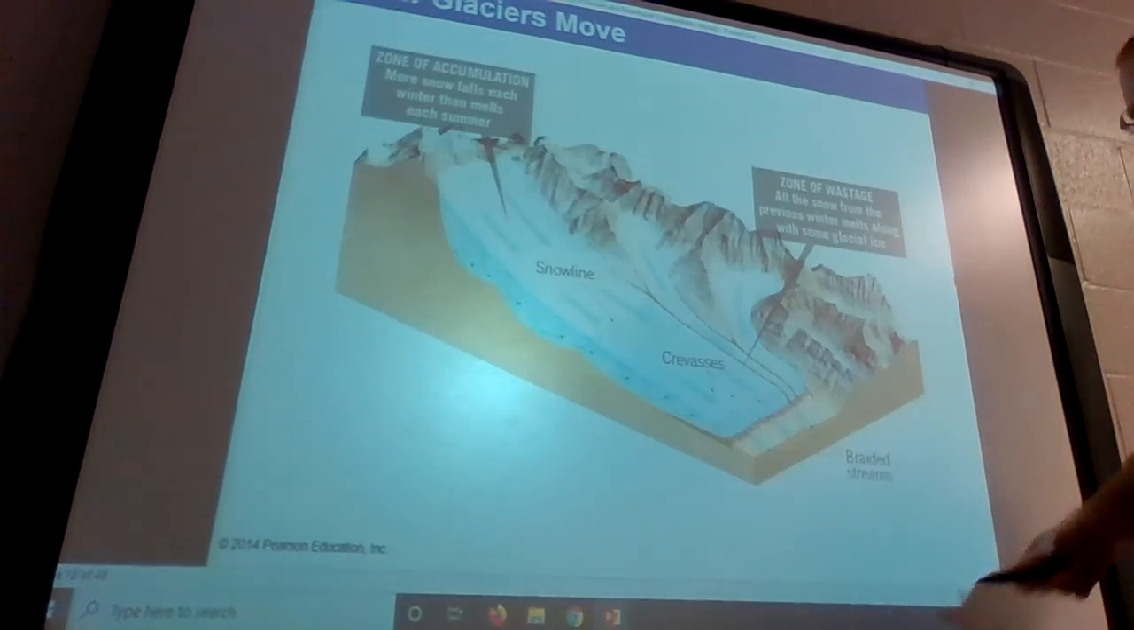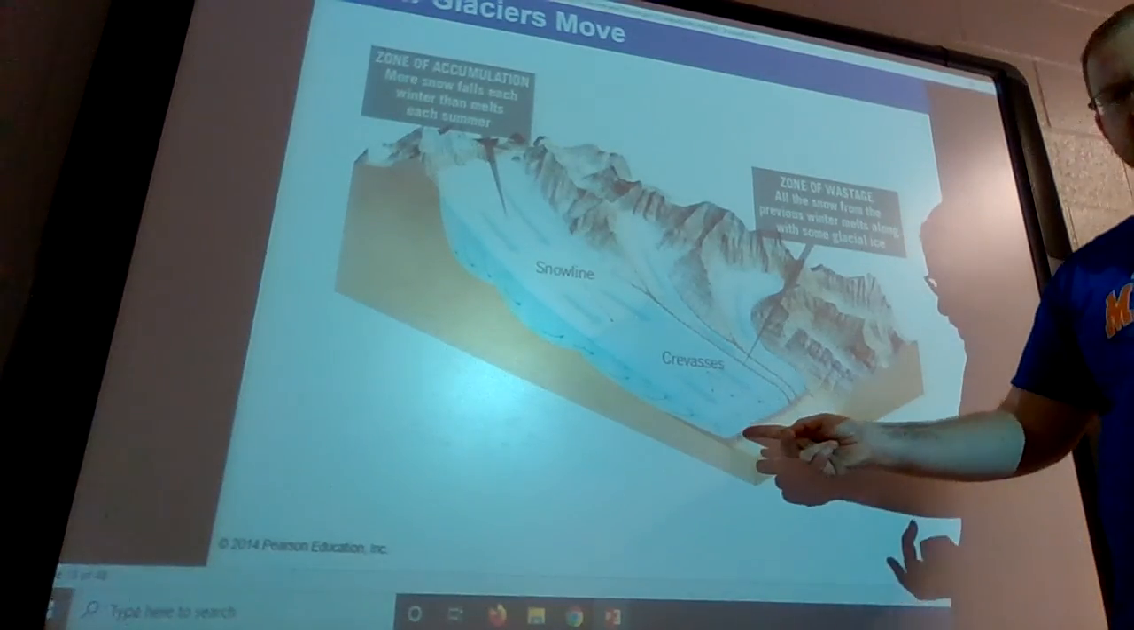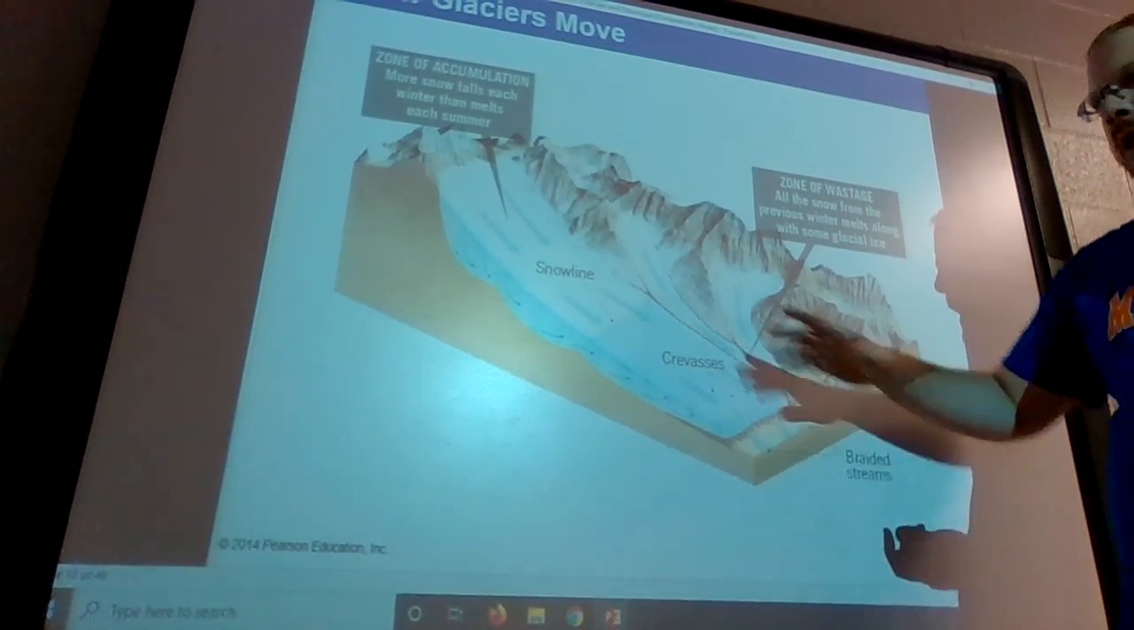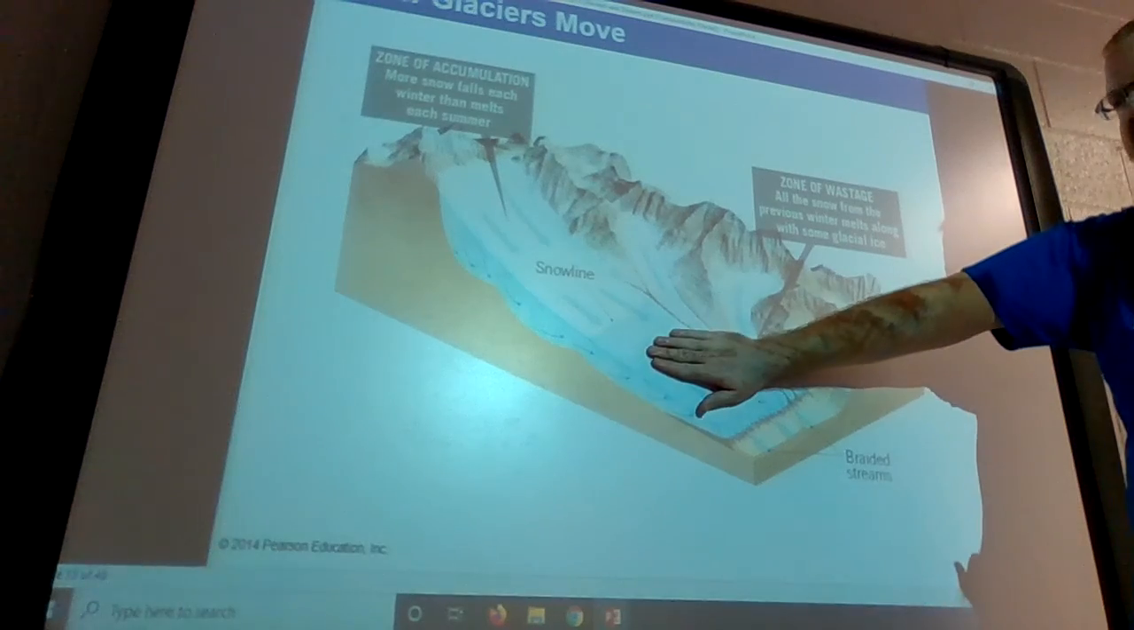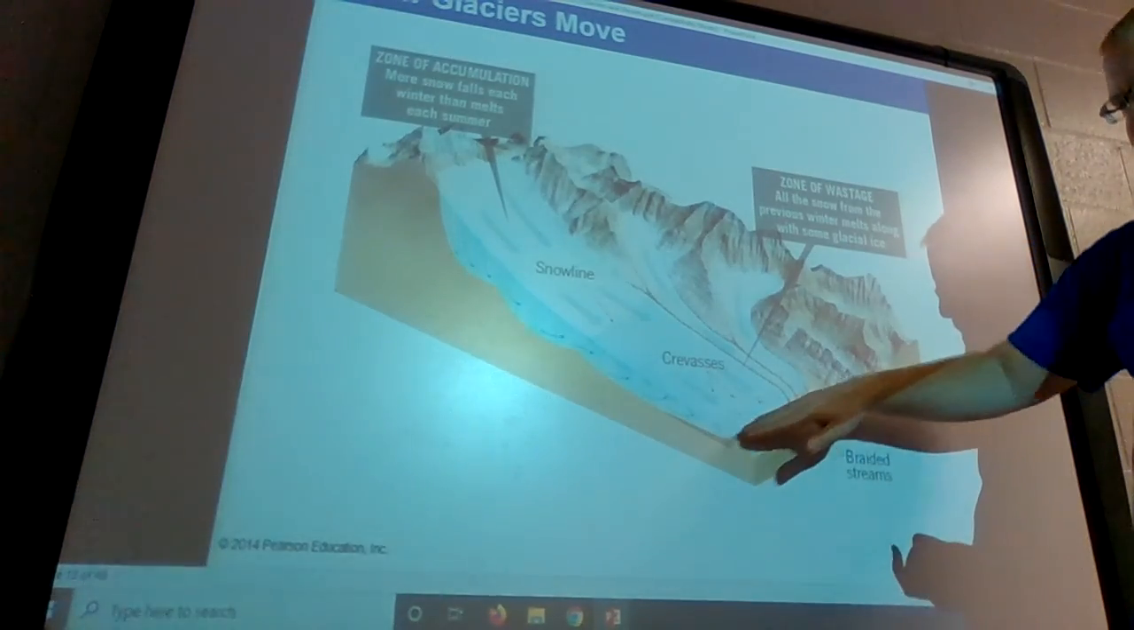The thing at the bottom here where your glacier terminates. And so if the amount you put in is the same as the amount that you melt, this will kind of stay the same.